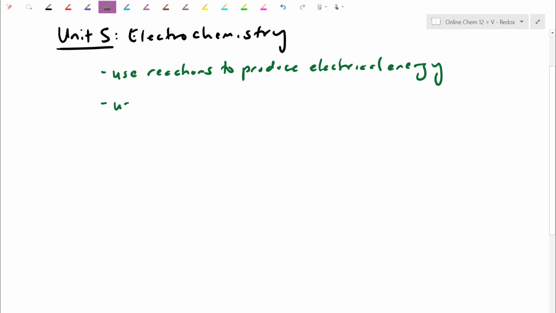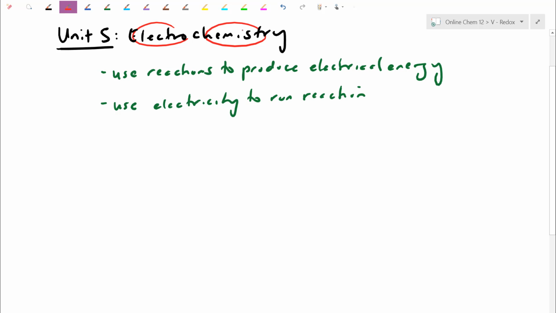So that's the converse here. Use electricity to run a chemical reaction. But essentially, it's that interplay between how electricity relates to chemistry back and forth.